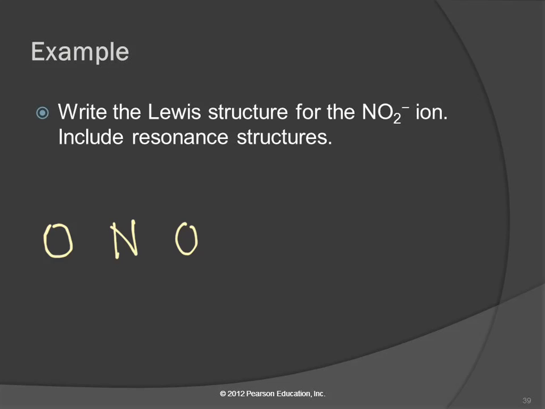Well, nitrogen has 5. We have 2 oxygens. They each have 6. And we're getting these numbers from the group number in the periodic table. What do we do with that negative sign? We add 1 electron. The overall thing has a negative charge because it's got 1 extra electron. So we're going to add 1. Okay, so that's going to end up being 18, right?